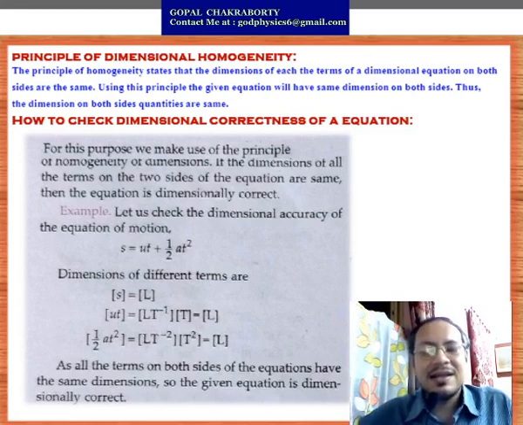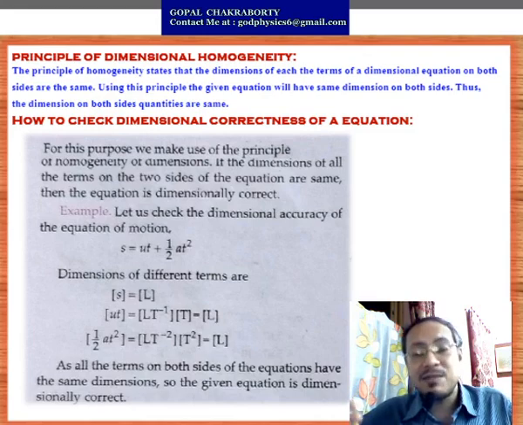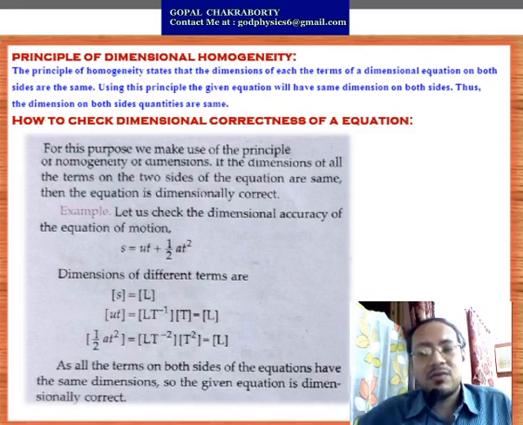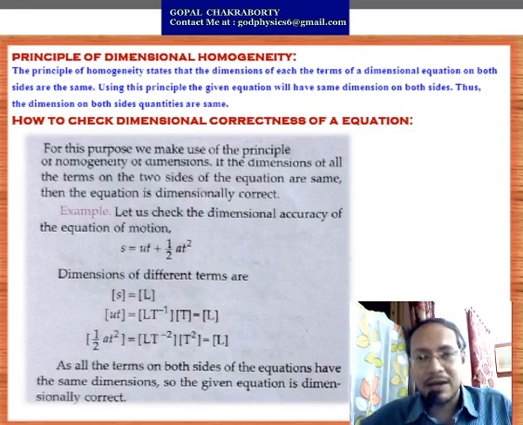On the left hand side, that is displacement or distance S, the dimension is L. On the right hand side, try to find out the dimension. For the first term ut, velocity into time, velocity has dimension L T to the power minus 1, and time is T. Ultimately T will cancel out and you get the first term having dimension capital L only. The second term is half at squared.